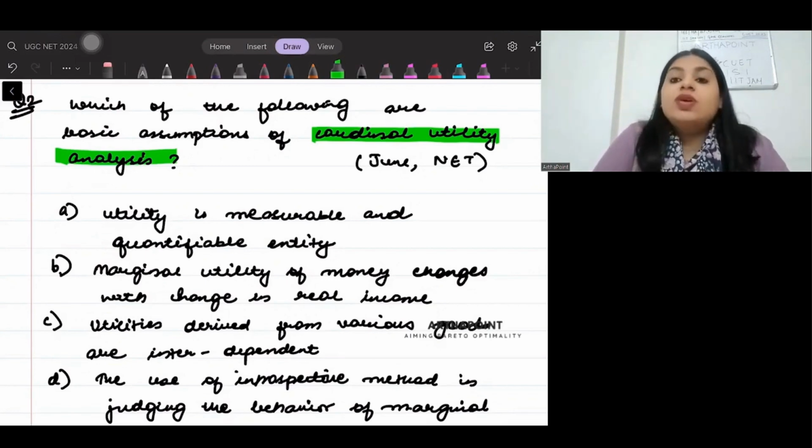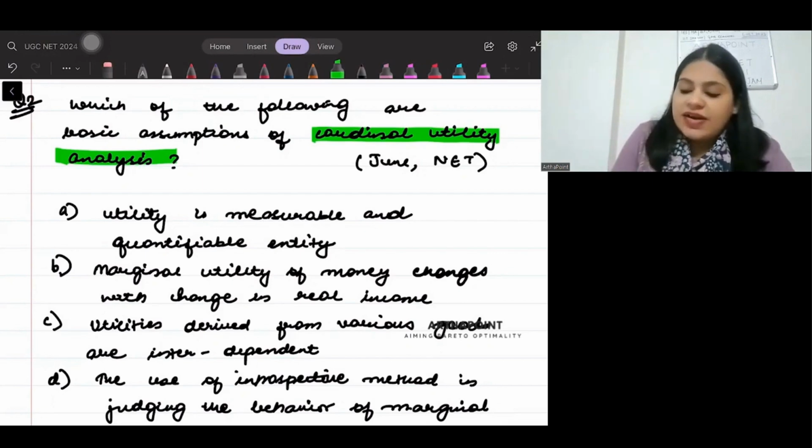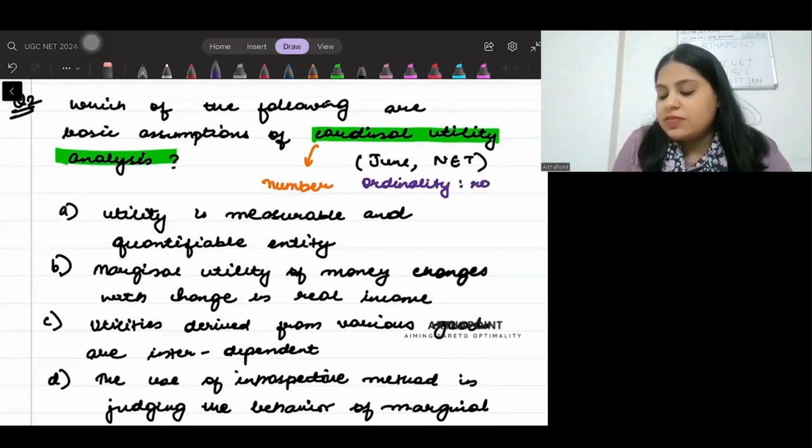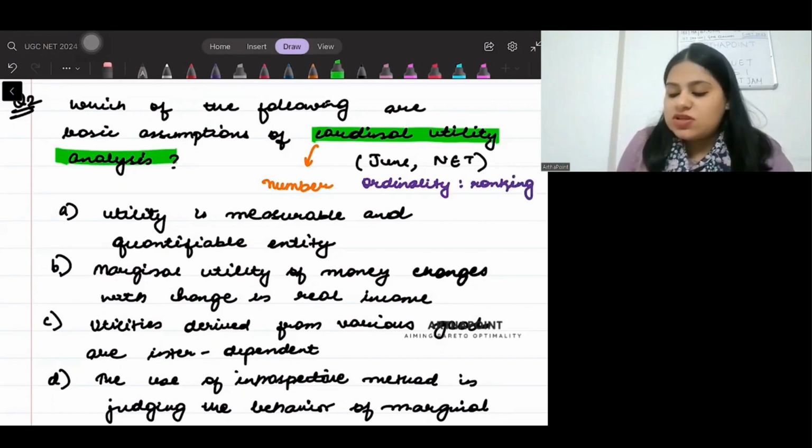Now, whenever you give ranking to utility, right? That I prefer bundle A over bundle B, then it is called ordinal utility analysis. So cardinality is in terms of giving numbers to utility, and ordinality is in terms of ranking. So we have these two concepts of giving numbers and giving ranking.